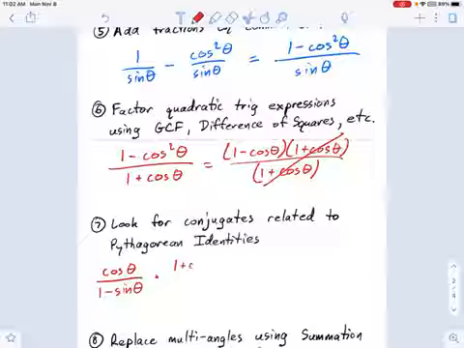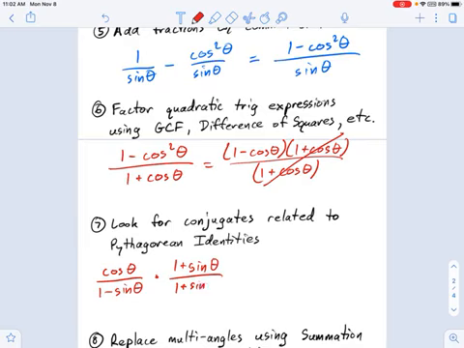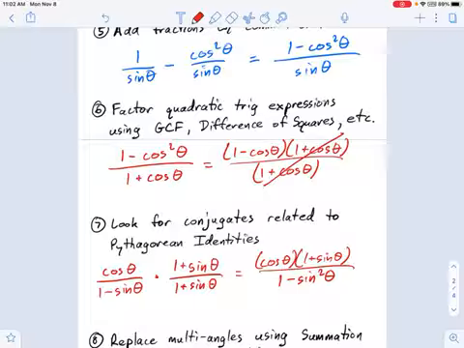1 plus sine theta on top and 1 plus sine theta on bottom. Well, that difference of squares on the bottom produces this. It's going to make, well, the top doesn't go anywhere. That's just cosine theta times 1 plus sine theta. Okay, that is what it is. But on the bottom, this is now 1 minus sine squared theta. Okay, similar to that last example with factor by the difference of squares.